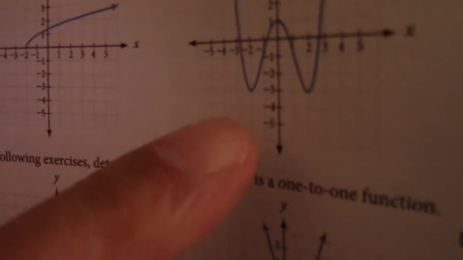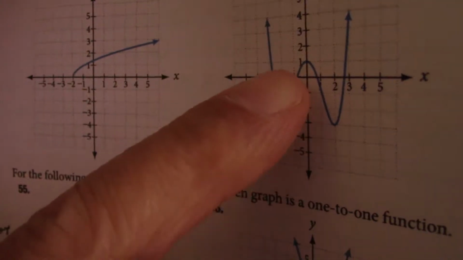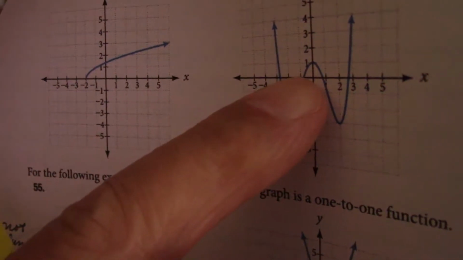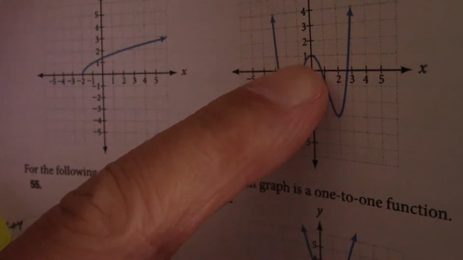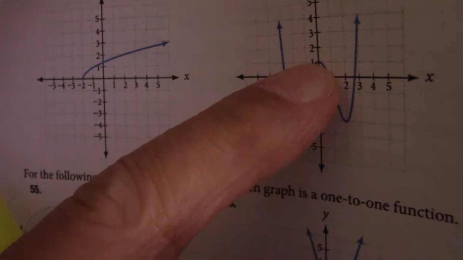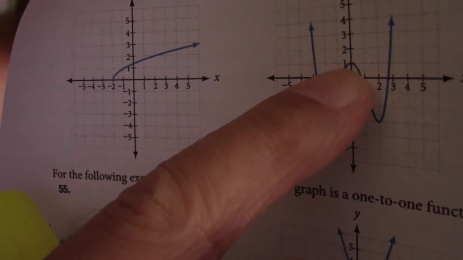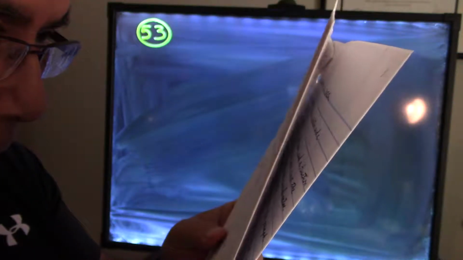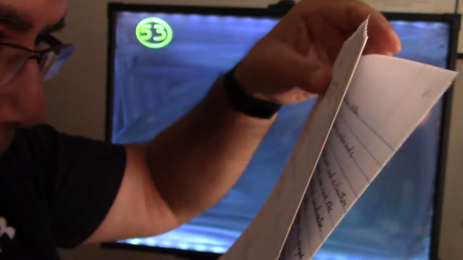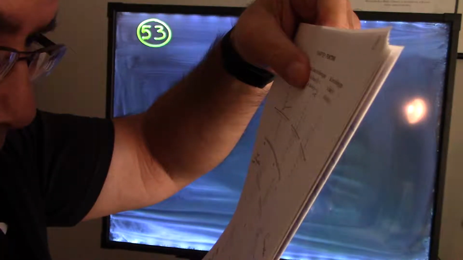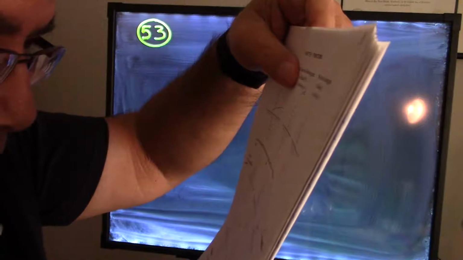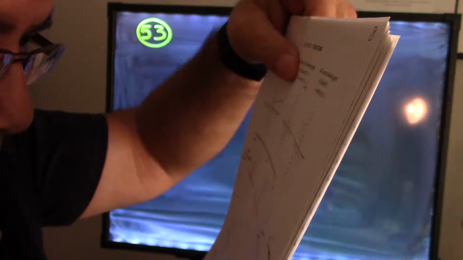f of 0. When x equals 0, what's y, in other words? Or what's f of 0? Looks like y equals 1. So that would be f of 0 equals 1. x equals 0, what is y, or y equals f of x, you can say. And so what is y? It's 1.